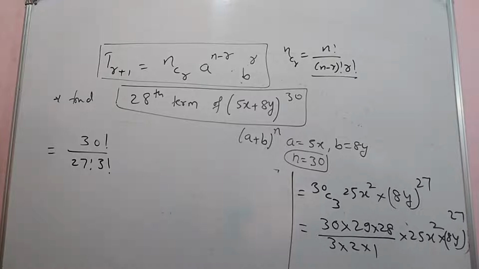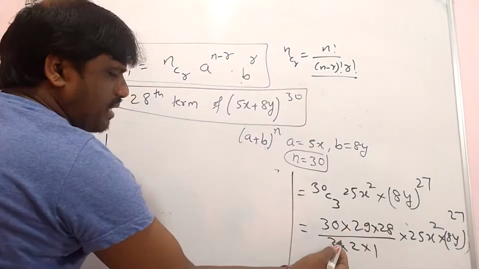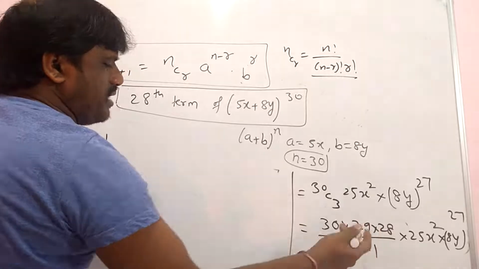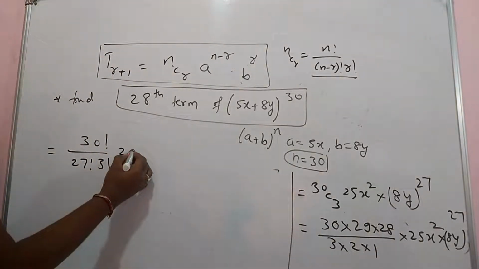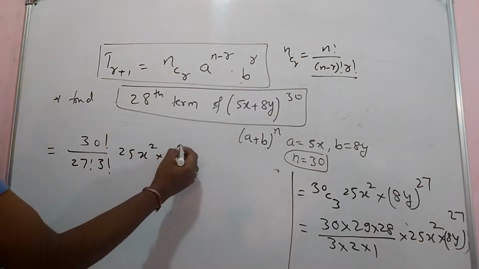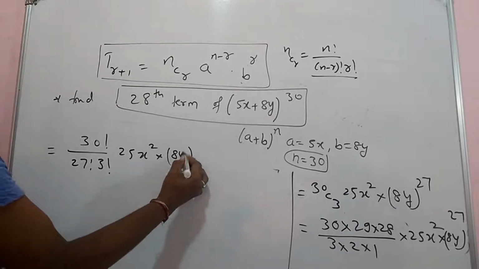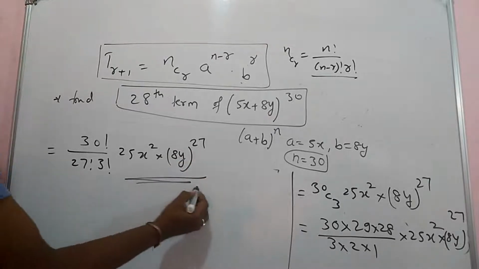So both can be okay, means they use the formula. They did not do all these things. I was trying to do the formula. Otherwise you can multiply this. You can cancel, you can multiply this answer, you can write 25x square into 8y power 27. This is the answer.